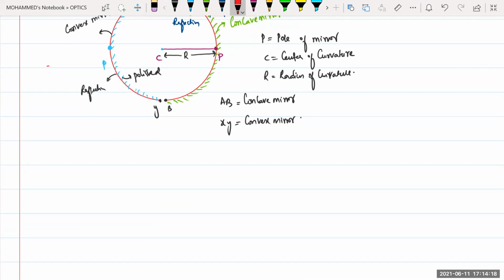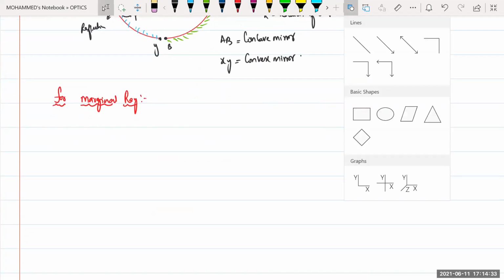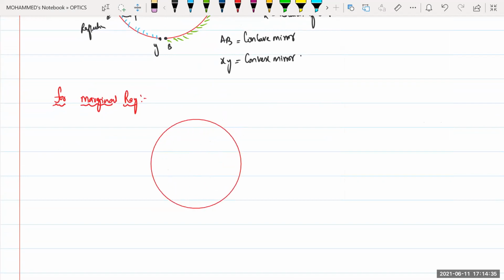See, for marginal rays, if I'm talking about them, what do you mean by marginal rays? The rays which are at the margin of your mirror are called marginal rays. Say for example, for this one, if I'm taking like this.